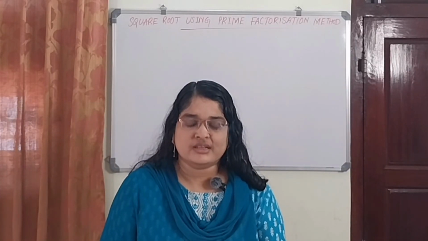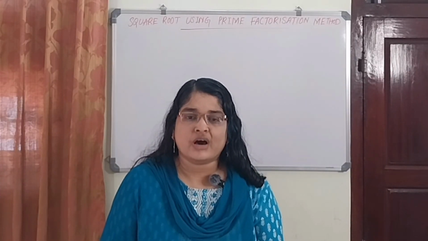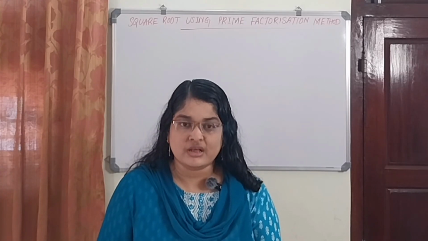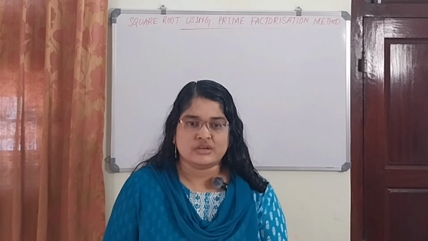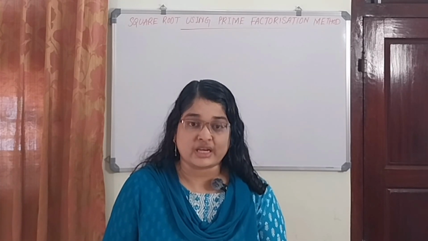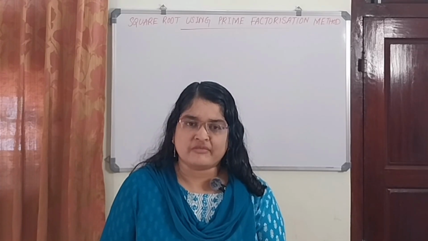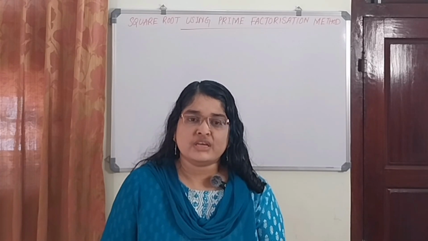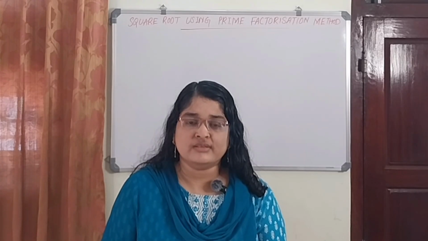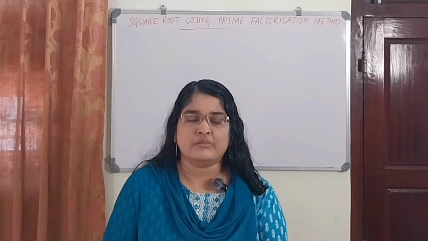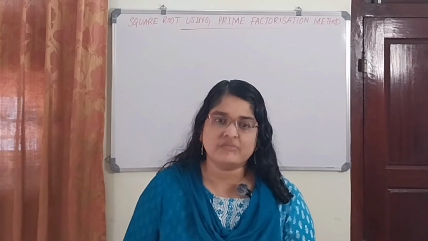Hi everyone, in this video we are dealing with how to find the square root of a number using the prime factorization method. Prime numbers are those numbers that have only two factors, one and the number itself. Examples of prime numbers are 2, 3, 5, 7, 11, 13, etc. Let's see how to find the square root of a number using the prime factorization method.